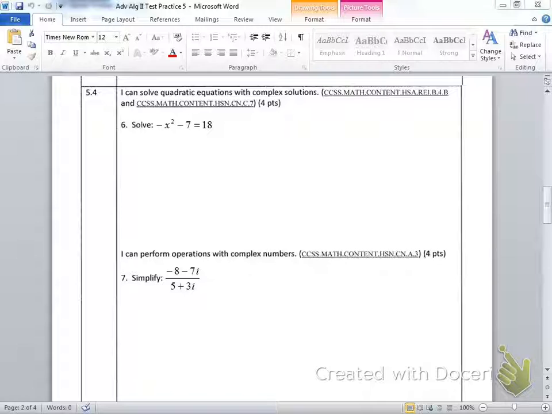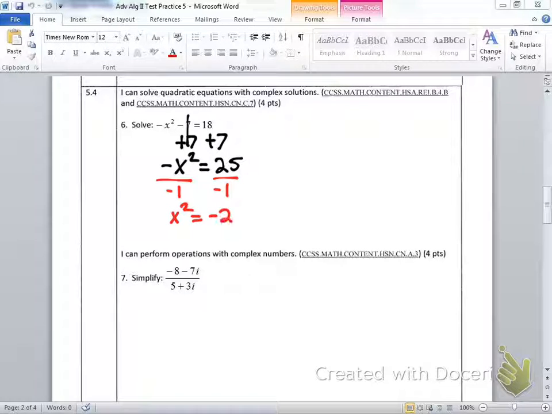So number 6, I can solve quadratic equations with complex solutions. So how would you start this one? Add 7. You want to get the x squared by itself. So we have negative x squared equals 25. Then what? Not yet. You got a negative. Yeah, you want to get the x. I thought this was the one where you get the i. Yeah, so you got to get the x squared part by itself before you take the square root. You'll still get i because this guy turns into a negative. So we have x squared equals negative 25.